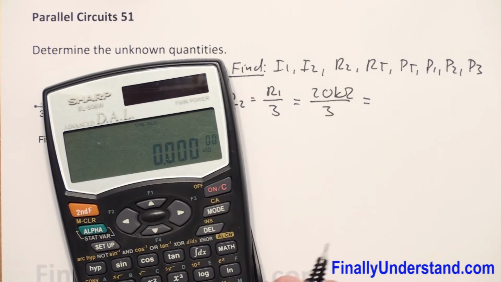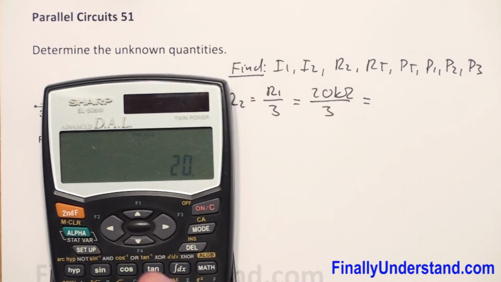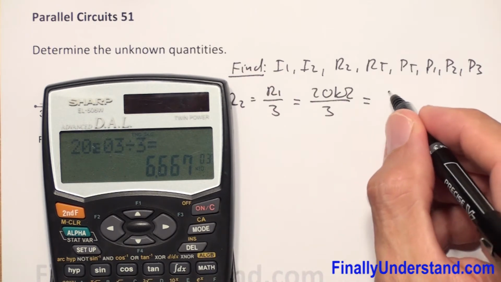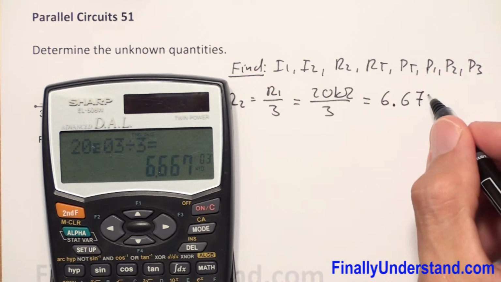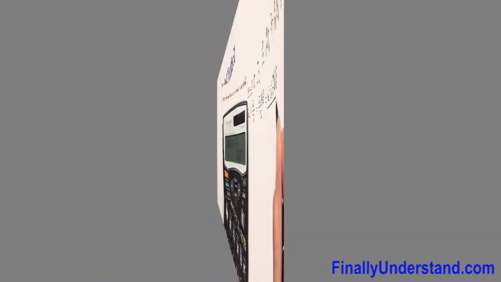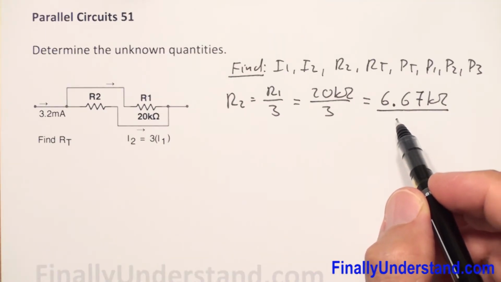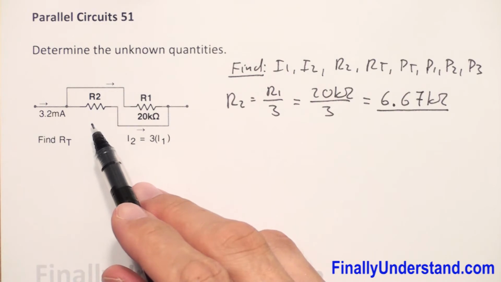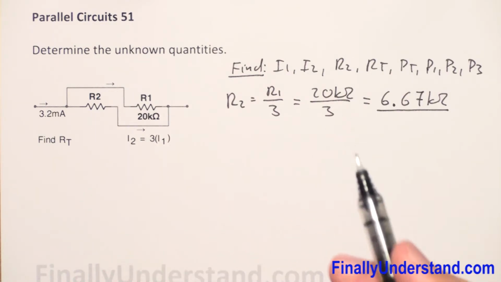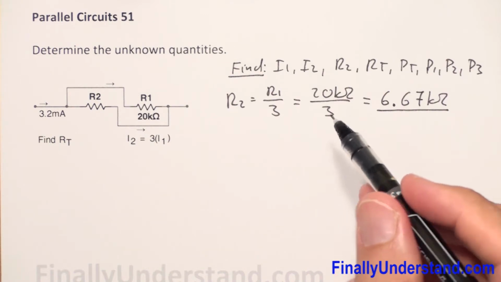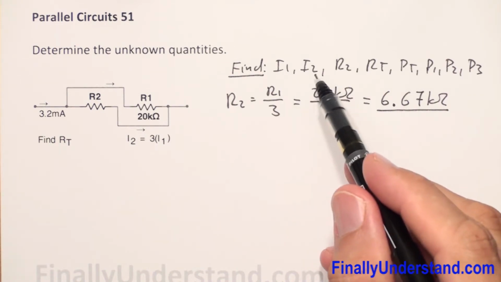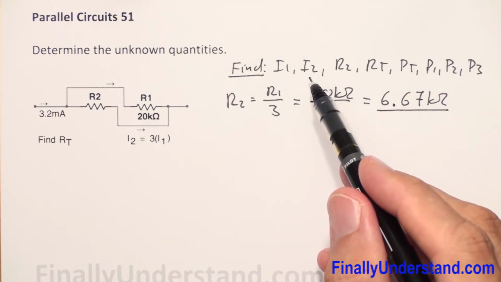So I have 20 exponent 3 divided by 3. This is equal 6.67 kilo ohms. This is the resistance of resistor R2. Next, we're supposed to find the current I1 and I2.